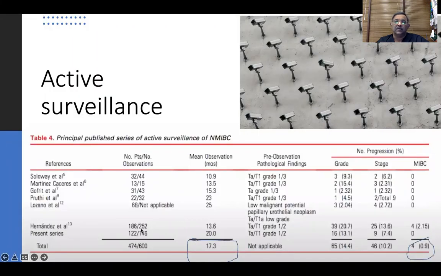Beg your pardon. Surveillance is also an option, and in these patients, they were nearly about 1.5 years of follow-up, and the development of NMIBC was seen in less than 1% of the patients. So these low-risk cancers can actually stay there in the bladder, but they would not have any significant impact on disease progression and various other complications.